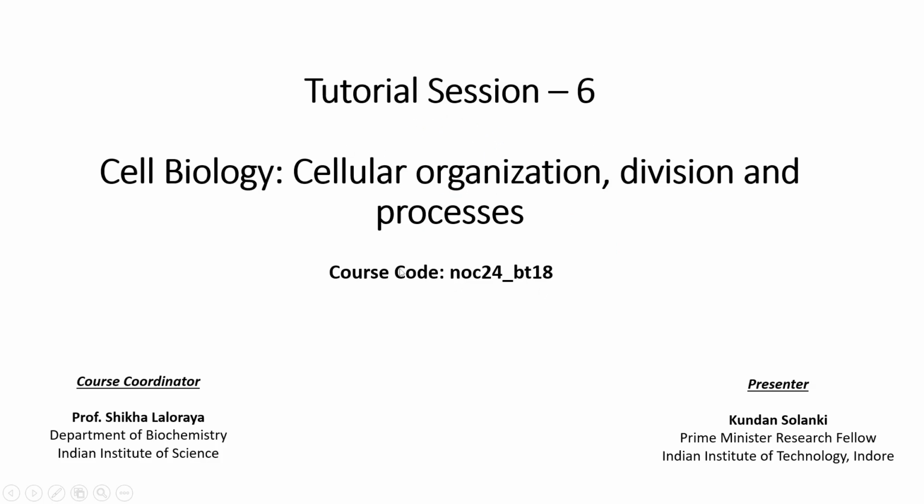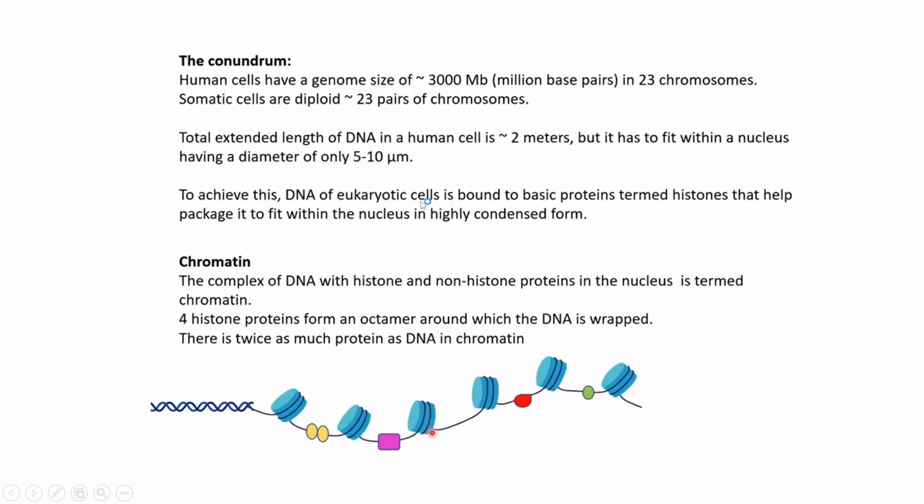This is regarding the sixth session, and today we'll be discussing, as I told, the histone proteins and the packaging of the DNA. First, you already know that the human cell has a genome size of 3,000 million base pairs. The 3,000 million base pairs are packaged into 23 chromosomes. Chromosomes are diploid in the somatic cell, while in the zygotic cells the chromosome number is haploid.